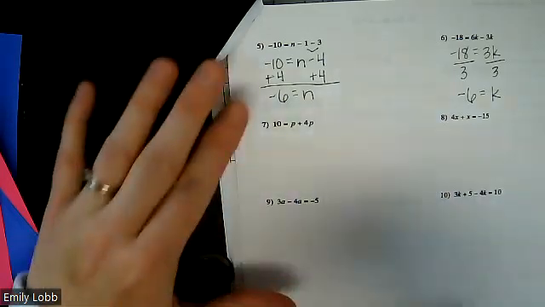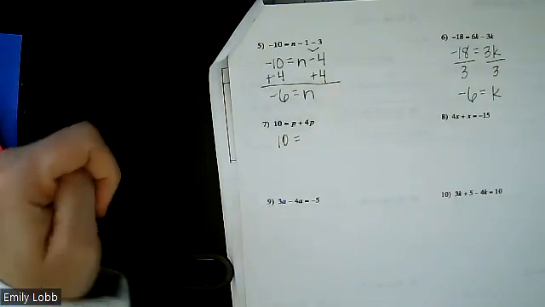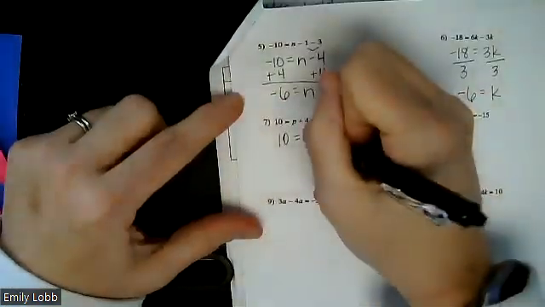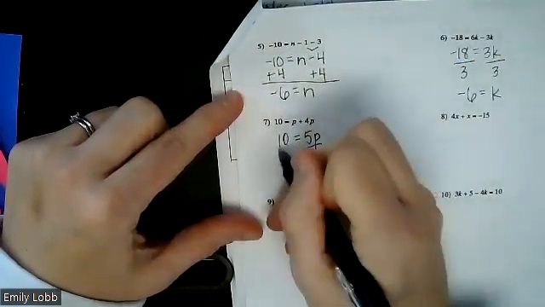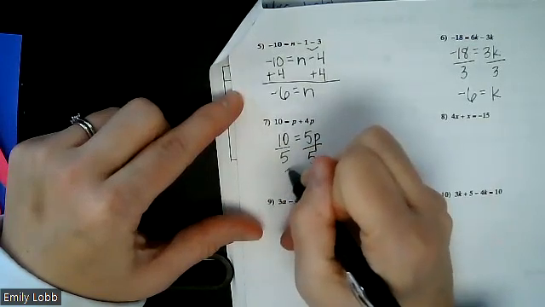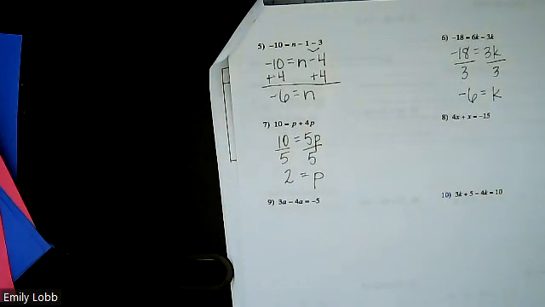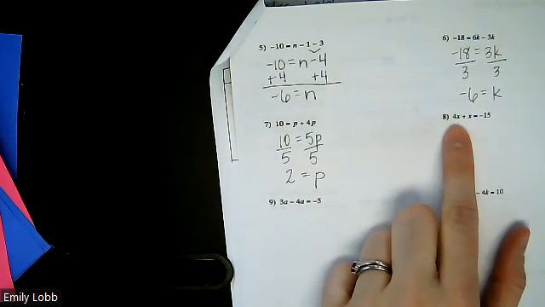Number 7, I'm just, again, going to start writing it down. 10 is equal to, what's p plus 4p? 5p. So then I'm just dividing by my coefficient. 2 is equal to p. So these really aren't so bad. We only had to combine our constants once. There might be some others that you need to combine in your practice.